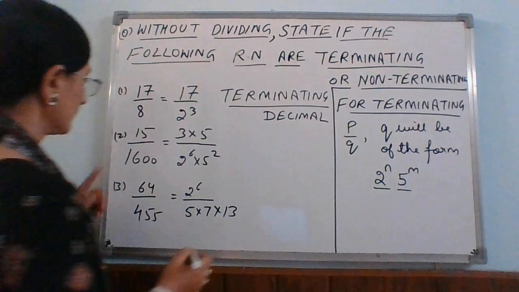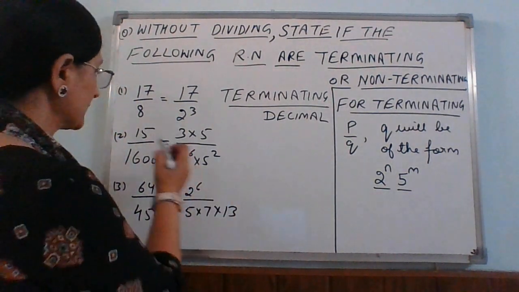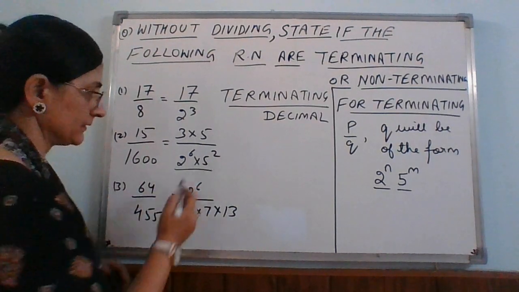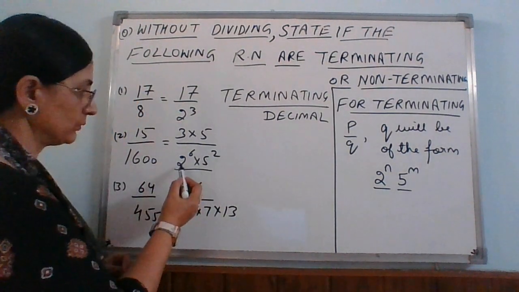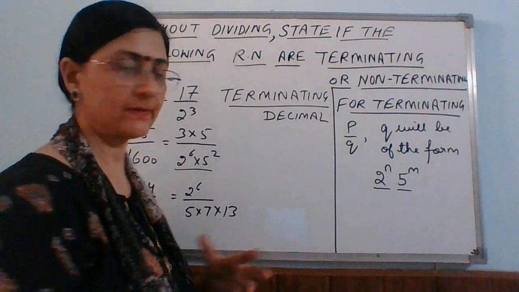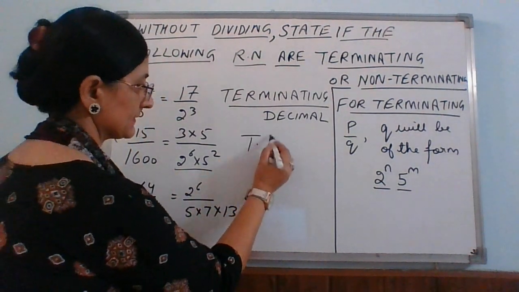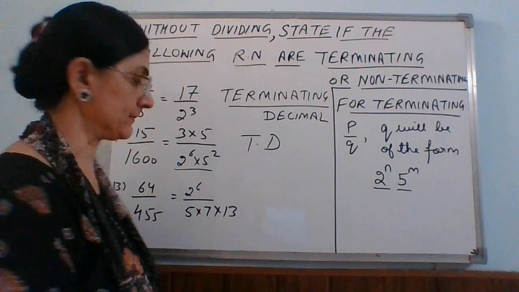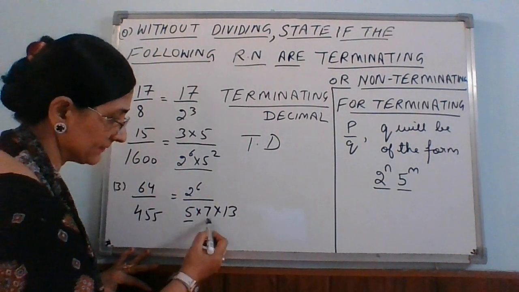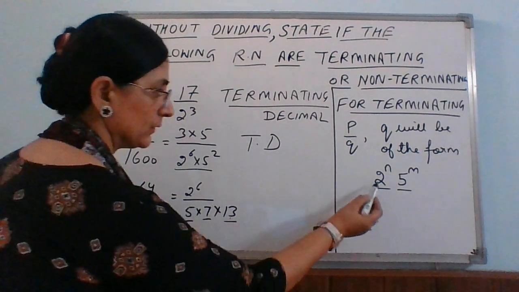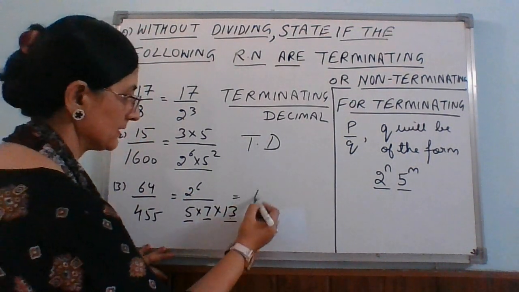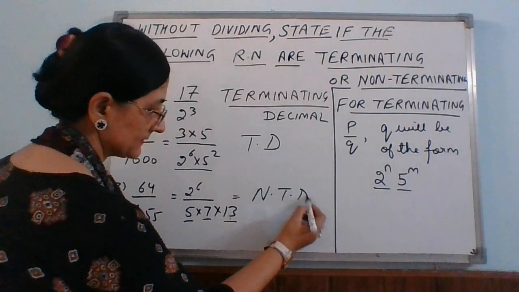Let us see the next one, 15 by 1600. So 15 can be written as 3 into 5. So we are not interested in the numerator, we are interested in the denominator, q. So q is in terms of 2 and 5. 2 की कुछ power है, 5 की कुछ power है. Yes, it is terminating decimal. I am writing TD, terminating decimal. Now this one, we have 5, that is correct, but we don't want 7 and 13. So q is in terms of 7 and 13. So it is non-terminating decimal.